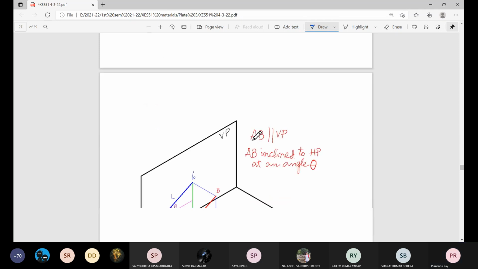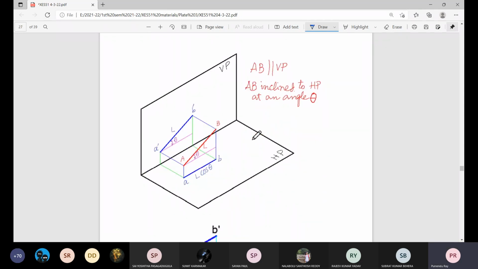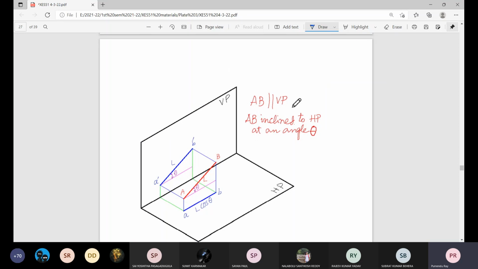Okay. Next, the line AB is parallel to the vertical plane, but it is inclined to the horizontal plane at an angle theta. So this is placed in this way in first quadrant. It is making some angle theta with the horizontal plane, but it is parallel to the vertical plane. So projection on the vertical plane will be its true length, and its projection will show that true angle with the horizontal plane. So angle theta made by the line with the horizontal plane will be available in the elevation when we consider the line is parallel to the vertical plane.